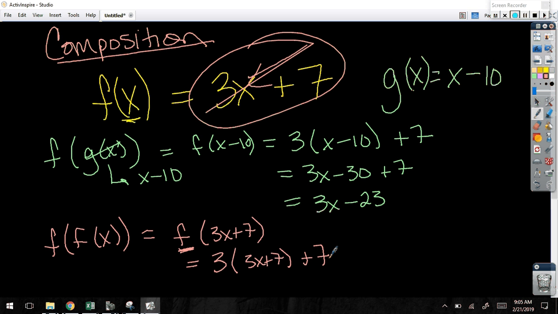If you were to do g of f of x, it would be 3x plus 7 minus 10. And 9x plus 21 plus 7 is 9x plus 28.